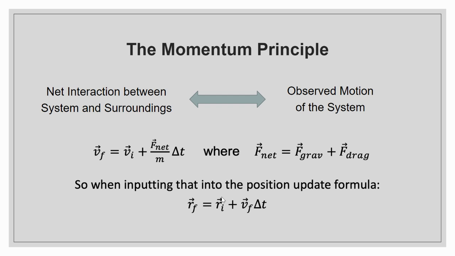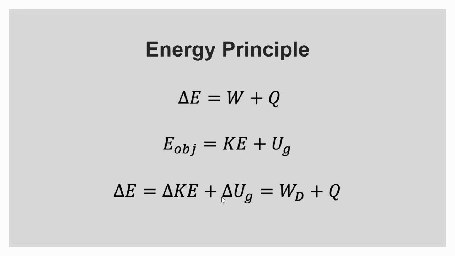The net force in that formula is the sum of all forces acting on the object, which in this case is the gravitational force and the drag force. This velocity is also used to iteratively calculate the new position after each small time step in the following position update formula. We can also look at the motion of the object in terms of energy changes.